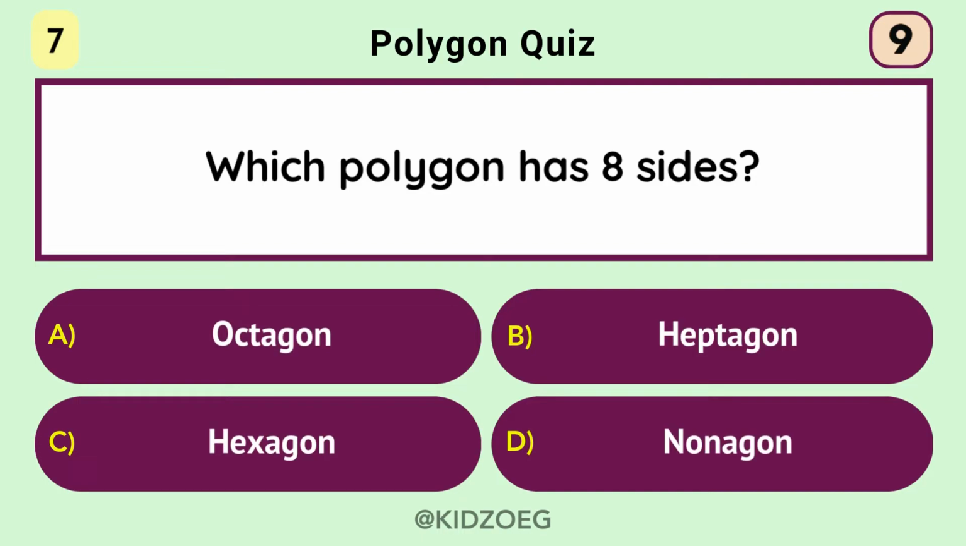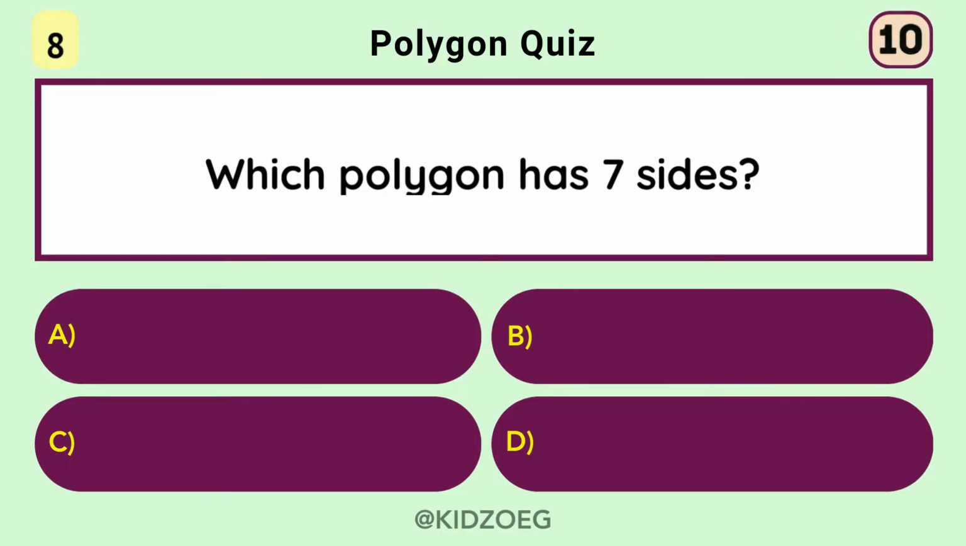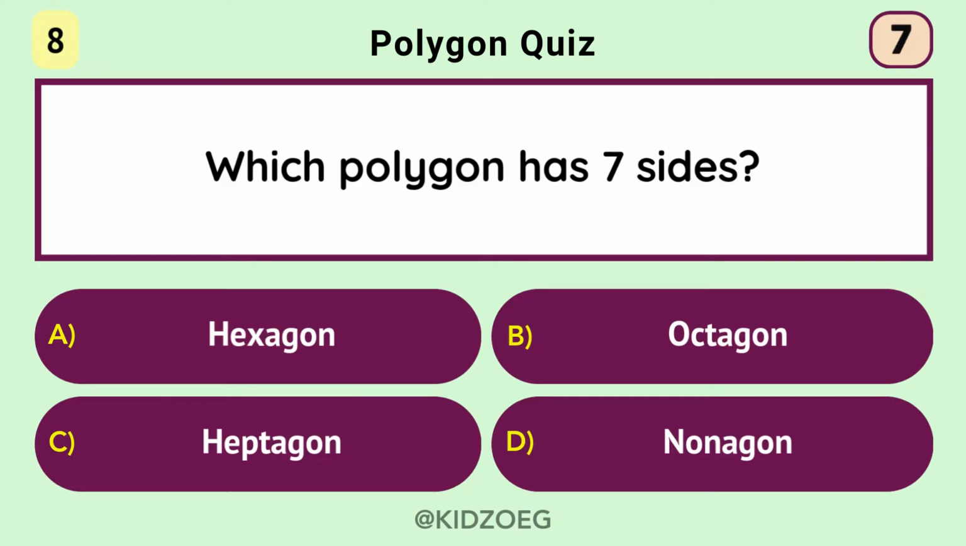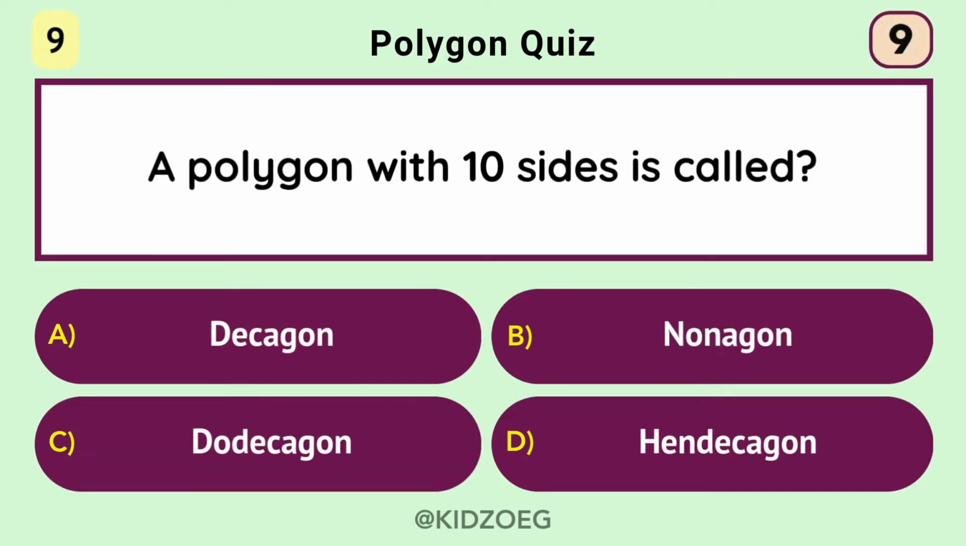Which polygon has 8 sides? Octagon. Which polygon has 7 sides? Heptagon. A polygon with 10 sides is called? Decagon.